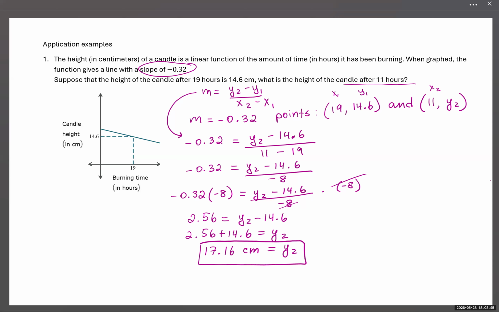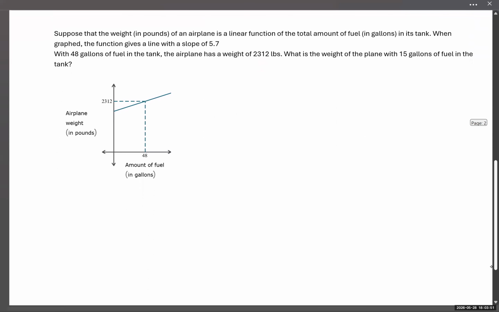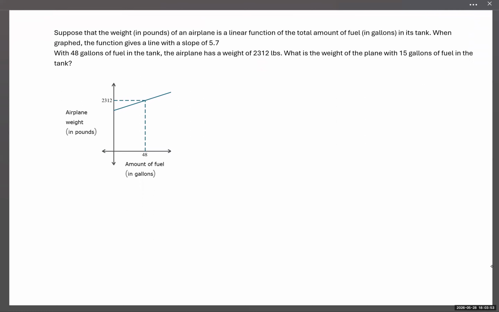Let's go ahead and look at one more example. On this one, we're calculating the weight of an airplane. And again, we have a slope that's given, and we have a couple of things that we can grab from either the graph or from the description of the word problem. We're trying to calculate the weight of the plane when we reduce the amount of fuel on board. So let's go ahead and break this down.